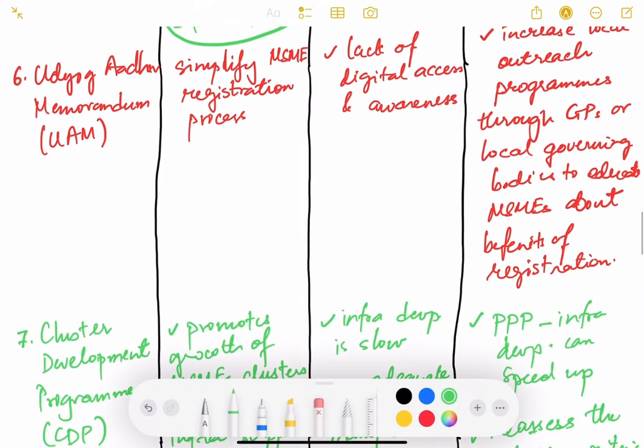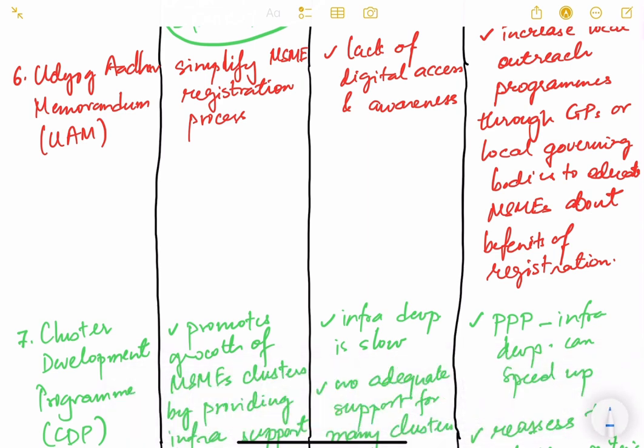Now let us come to the next scheme. The next scheme is Udyog Aadhaar Memorandum. It is a kind of Aadhaar card for MSME. Okay, it is a kind of registration for MSME so that it simplifies the registration process basically. Because whenever you have to start a new business or a new company, you need to register it first. Without registration, you cannot work. So the registration process is simplified through this.